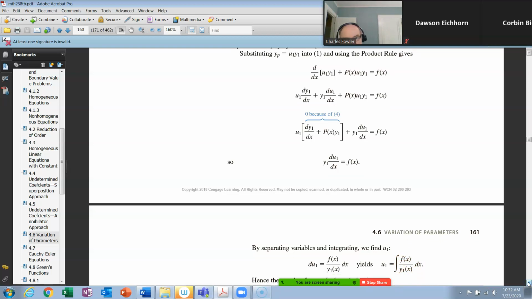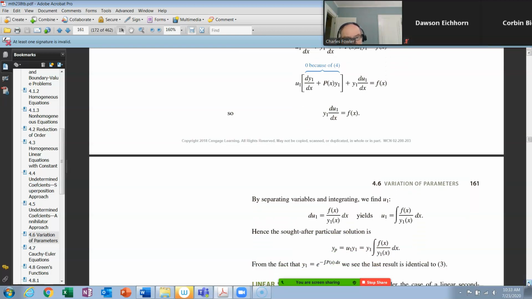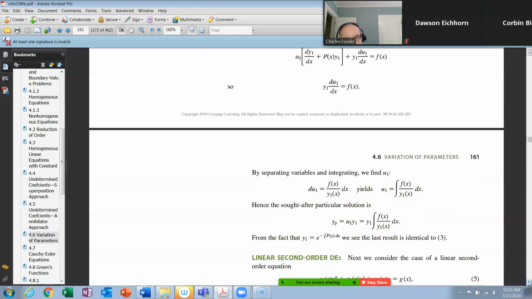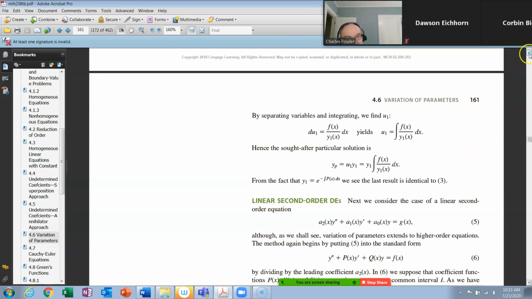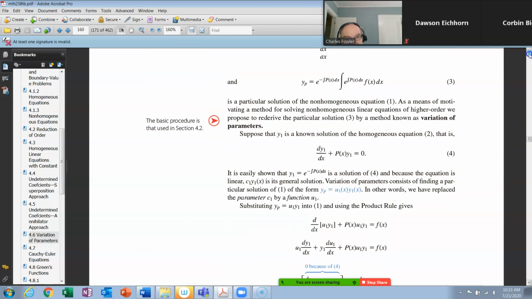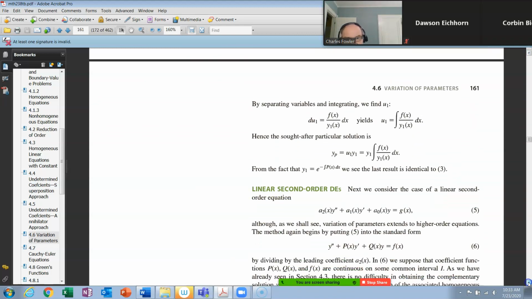That's basically the same thing we went through to get that equation we talked about earlier. So here the particular solution would be that integral, u1, times your y1, okay? And from the fact that y1 is equal to this thing, you see the result is exactly equal to 3. So why did we go back and do all that? I'm not sure. They could have just left it like this and say, that's it. That's your particular solution. But they took you through and did the same thing over again, I guess just to show you get the same thing again. It seems like it was a waste of time and space here.